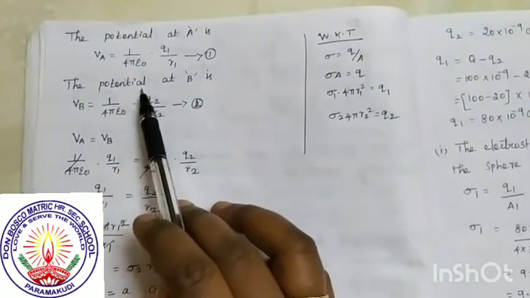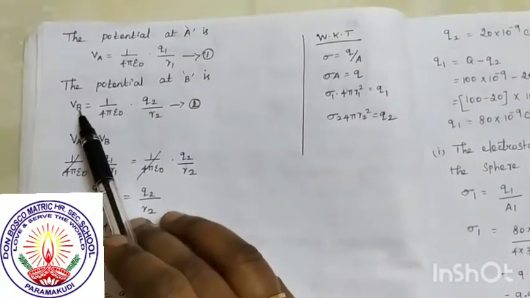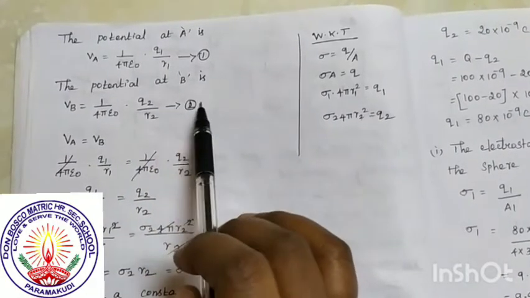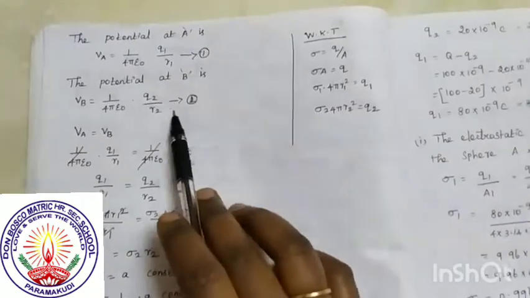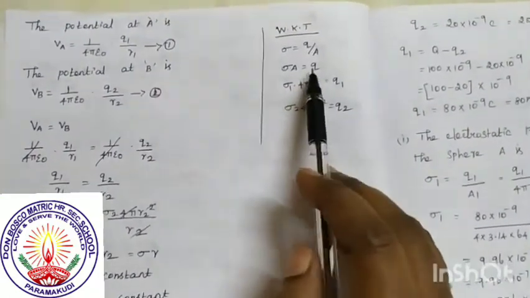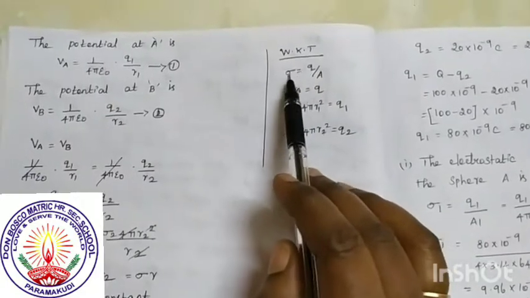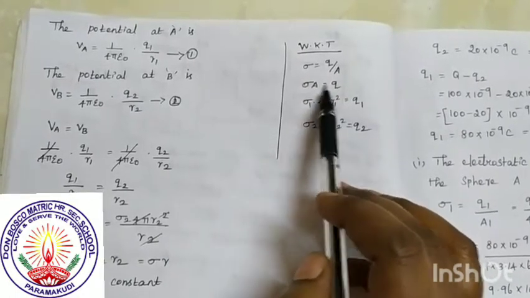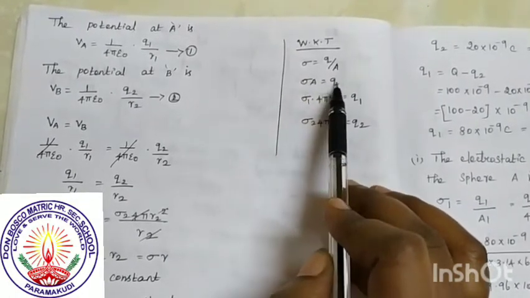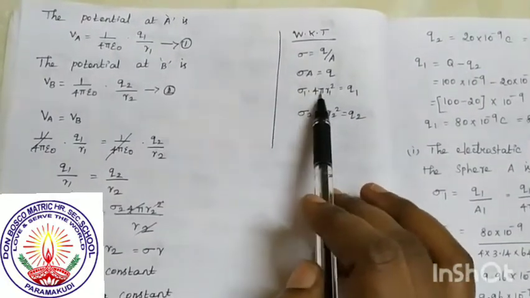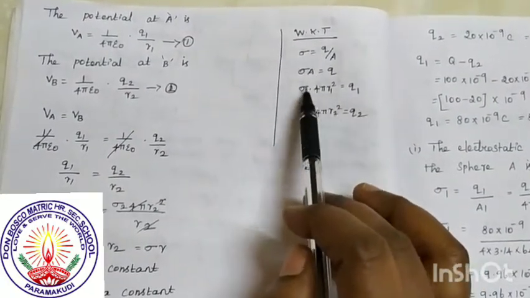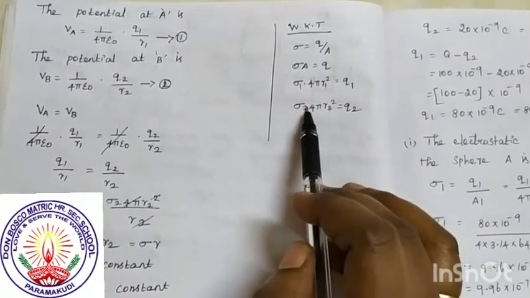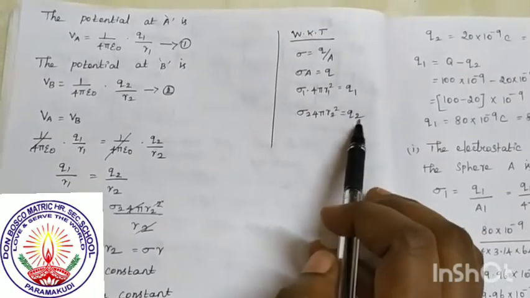Then second one, the potential at sphere B. VB is equal to 1 by 4 pi epsilon naught into Q2 by R2. This is equation number 2. In this class, first we have to know what sigma, the surface charge density, is. Surface charge density is Q by A, so Q is equal to sigma into A. The area of the sphere is 4 pi r squared. So sigma 1 into 4 pi R1 squared is equal to Q1, and sigma 2 into 4 pi R2 squared is equal to Q2.